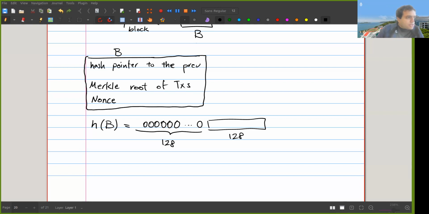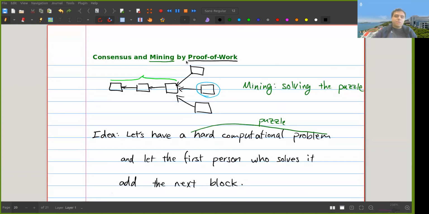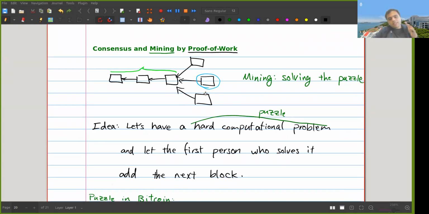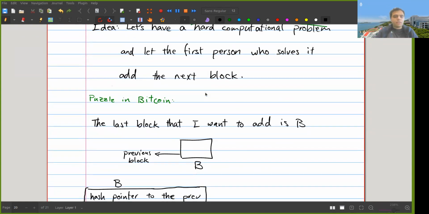So another question is, why should the puzzle be a super hard computation? Can we have an easier puzzle? Well, if you have an easier puzzle, it's more likely that people would solve it at the same time. And we want to make that as unlikely as possible so that people don't solve it at the same time, and so that eventually we get a chain that is longer than all the other chains.